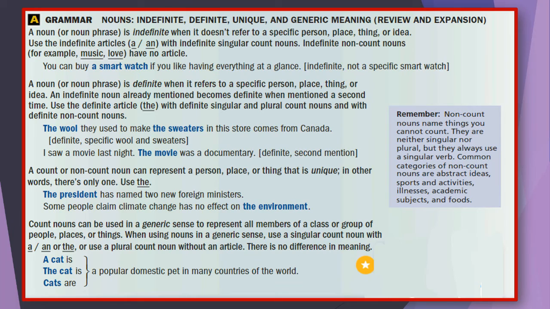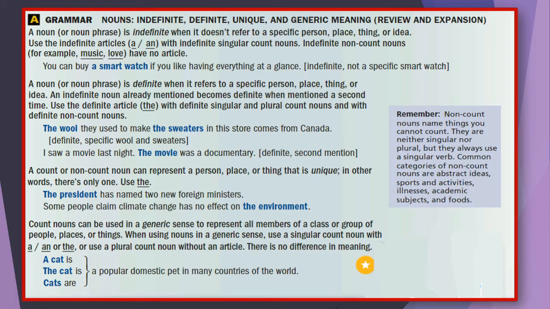Grammar. Nouns: indefinite, definite, unique, and generic meaning. A noun or noun phrase is indefinite when it doesn't refer to a specific person, place, thing, or idea. Use the indefinite articles a or an with indefinite singular nouns. Indefinite non-count nouns, for example music, love, have no article.